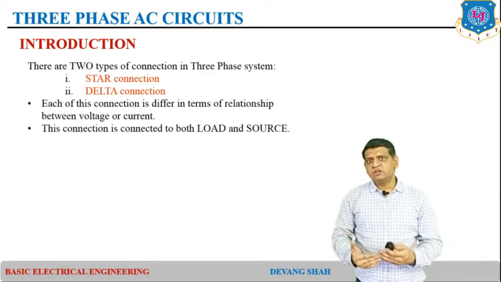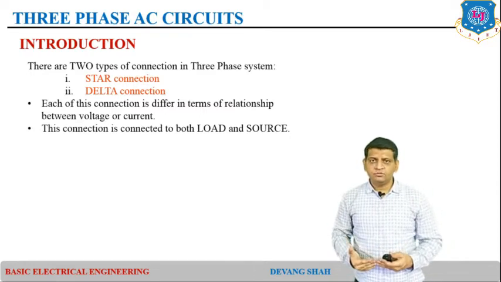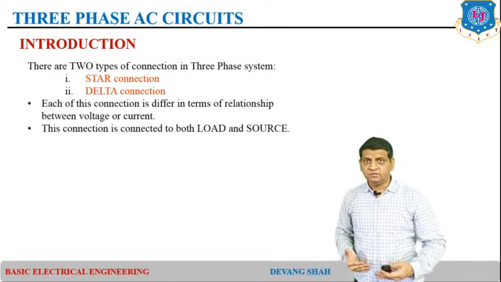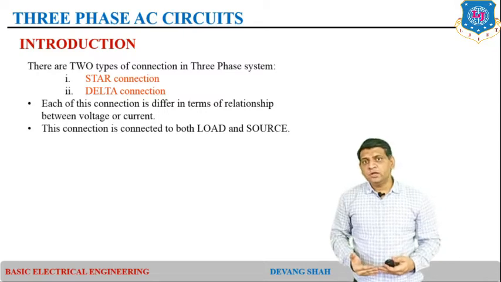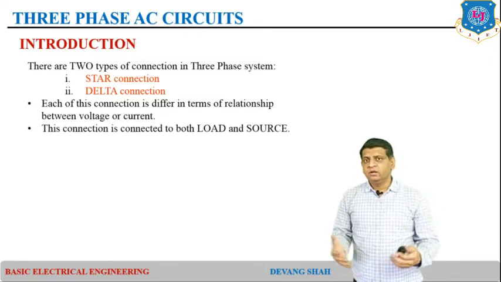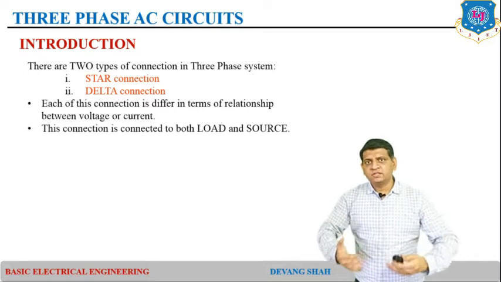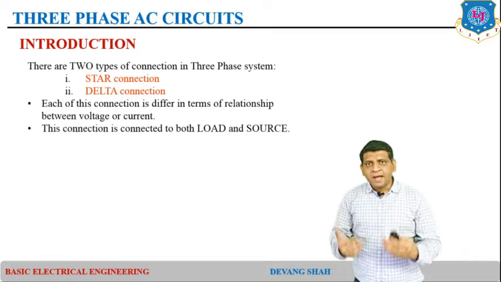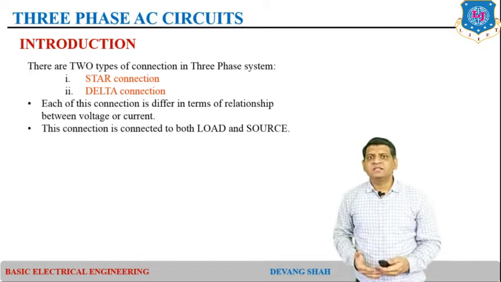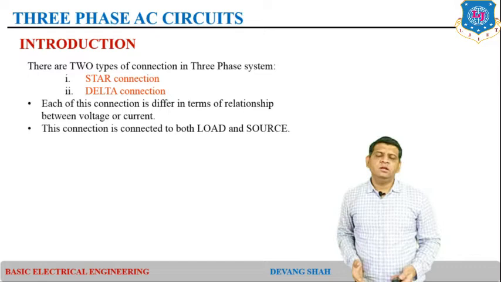If your generation of the three-phase AC signal is in a star connection, or in a delta connection, then your distribution at the load is also star or delta. So we always have to design a balanced distributed electrical circuit where the source and load are both in a star connection or both in a delta connection.